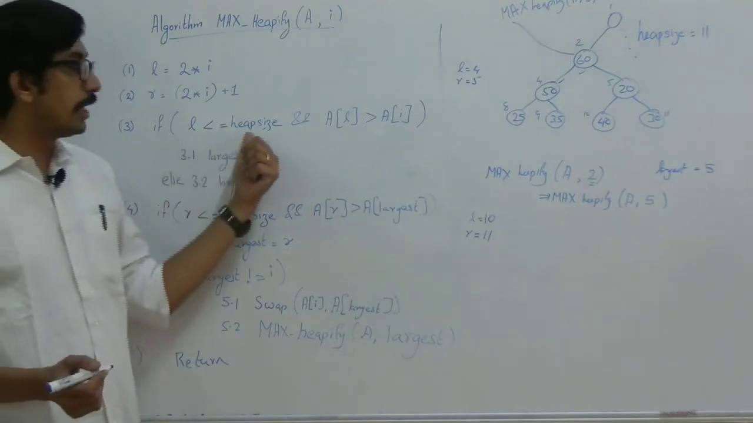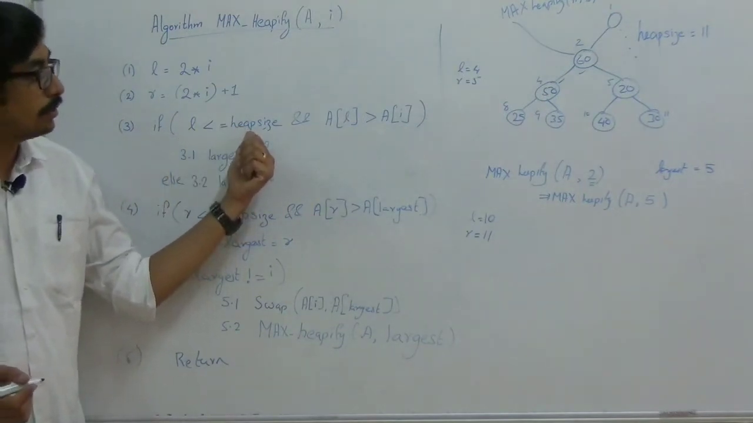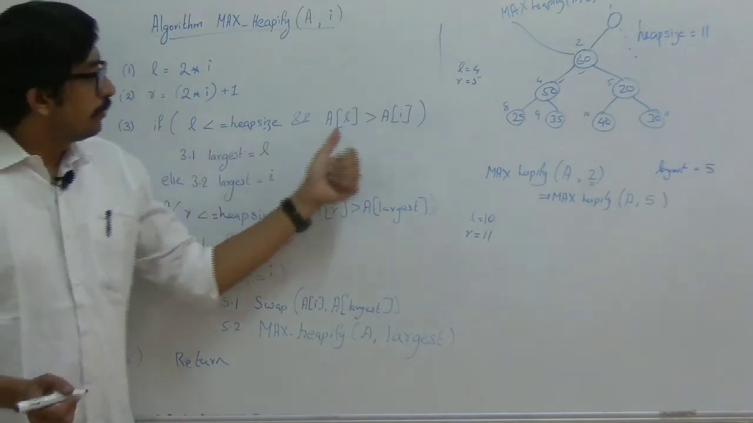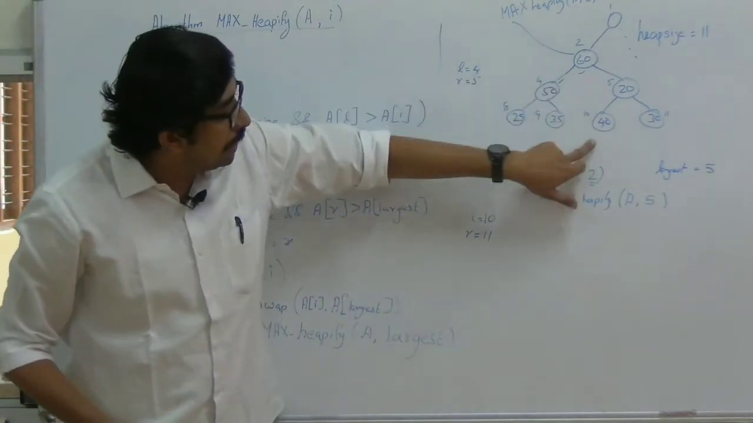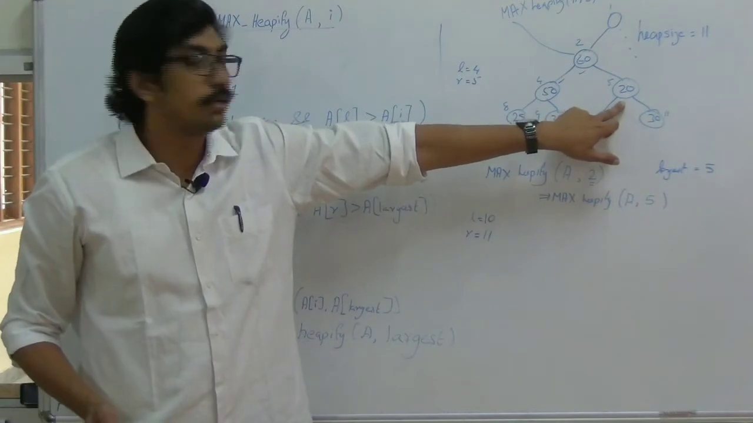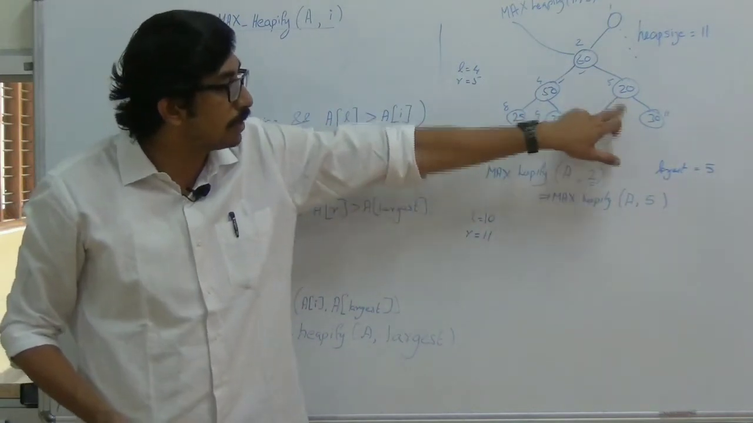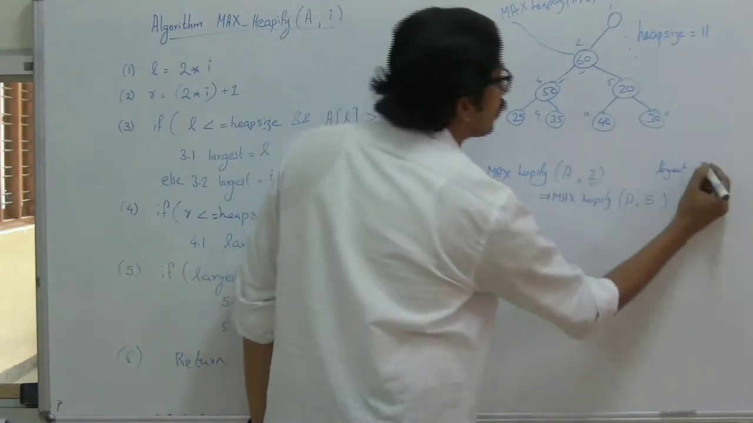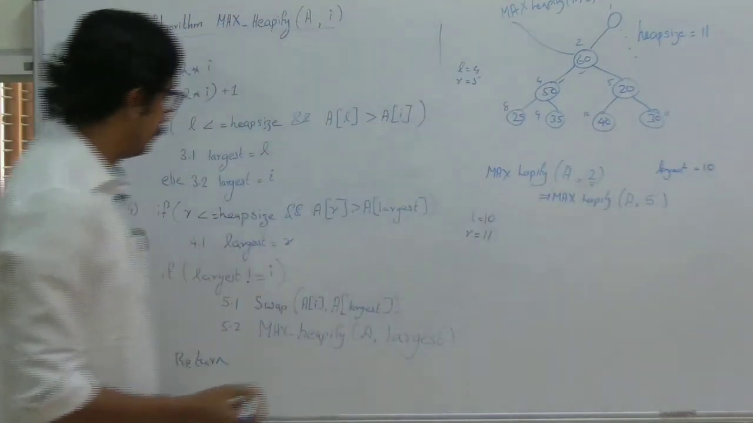We are checking whether L is a valid node or not. 10 less than or equal to 11. So it is a valid node. We are checking whether A[L] is greater than A[I]. That is 40 is greater than 20. It is true. So largest will be having position 10 now.